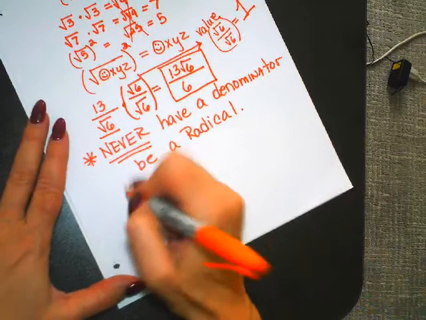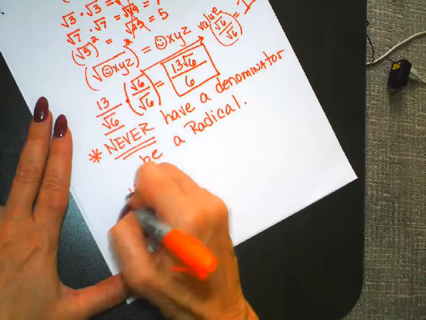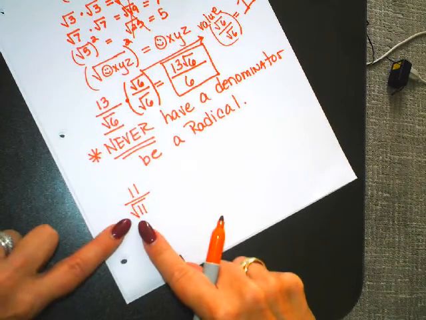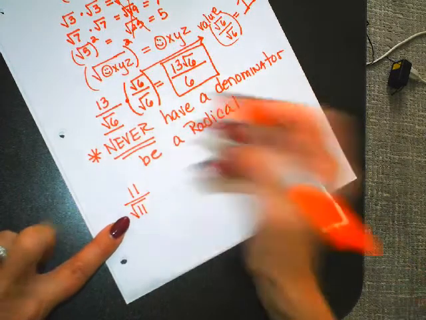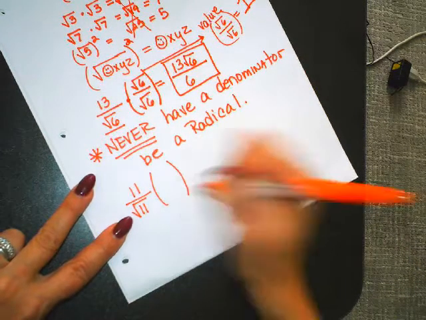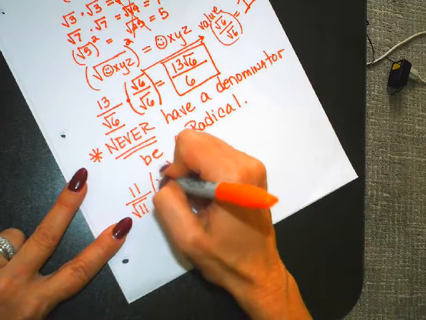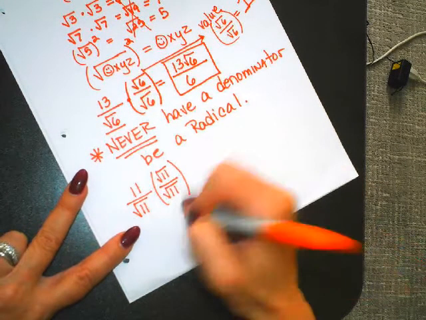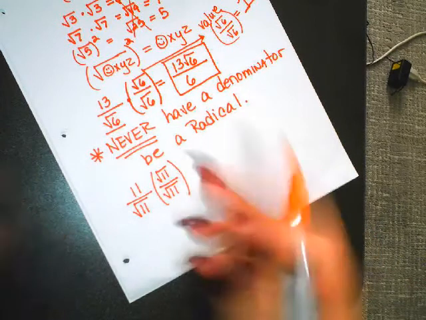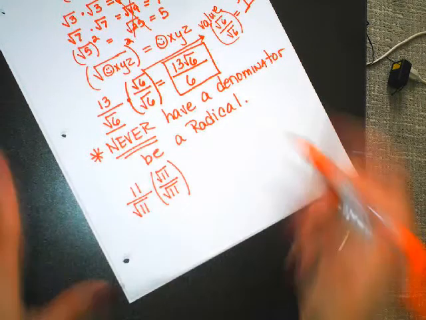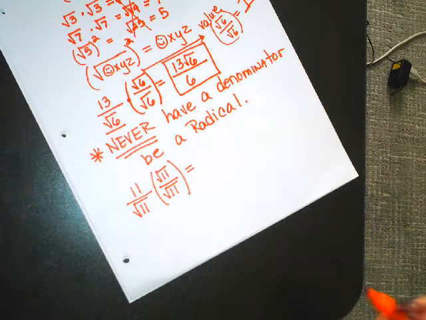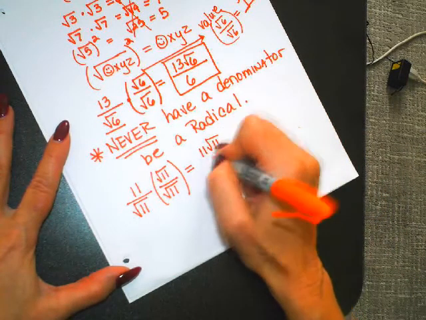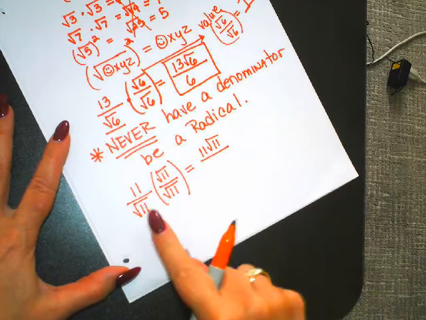There. Okay, so I have, let's say, 11 over radical 11. Again, you can never, ever, ever have a radical in the denominator. So what I'm going to do is multiply this by radical 11 over radical 11. This equals 1, so I'm not changing its value. I'm not making it bigger. I'm not making it smaller. I'm just rewriting it. 11 times radical 11, it's a lot of 11s here, is that.